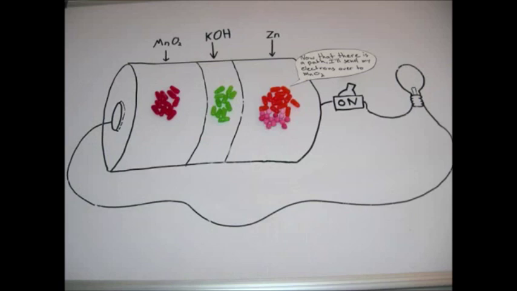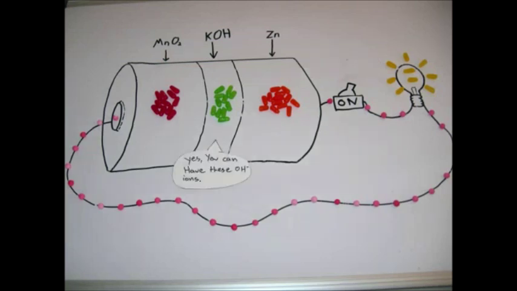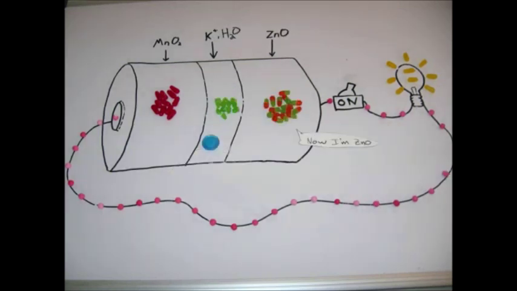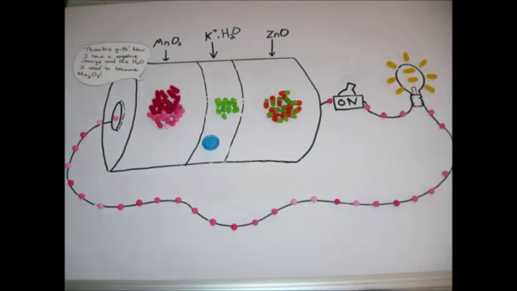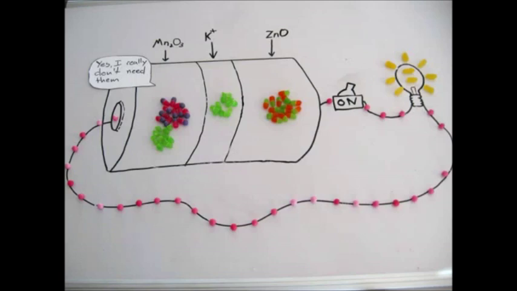Now that there is a path, I'll send my electrons over to manganese dioxide. Okay, some of my atoms have a positive charge. Hand over your negative hydroxide ions, potassium hydroxide. Yes, you can have these negative hydroxide ions. Now I'm zinc oxide. And I'm potassium positive in water. Thanks, guys. Now I have a negative charge and the water I need to become dimanganese trioxide. Can I have the extra hydroxide ions that you didn't use in the reaction? Yes, I really don't need them.